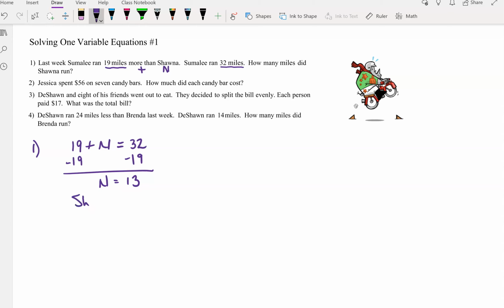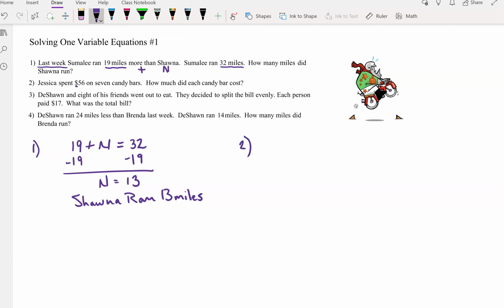So you could say Shauna ran 13 miles. That's a long run. Maybe she didn't do it all at the same time. It looks like she ran it during the week, so that seems pretty good. All right, let's try number 2.